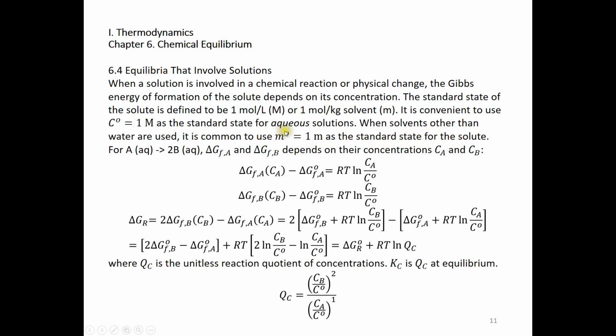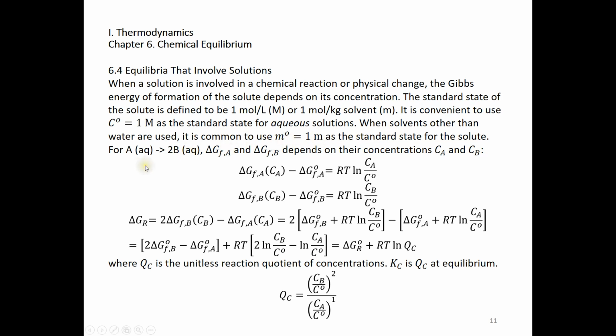This is just because in an aqueous solution, usually if you have 1 liter of such solution, the mass of water is roughly 1 kilogram. You cannot say that for pretty much any other solvent. That's why it's often better for us to use 1 molal as the standard state for the solute. Two reasons. One, a molal is more accurate because it does not depend on temperature, and number 2, if you have a solvent other than water, 1 liter of such solution may not contain roughly 1 kilogram solvent.